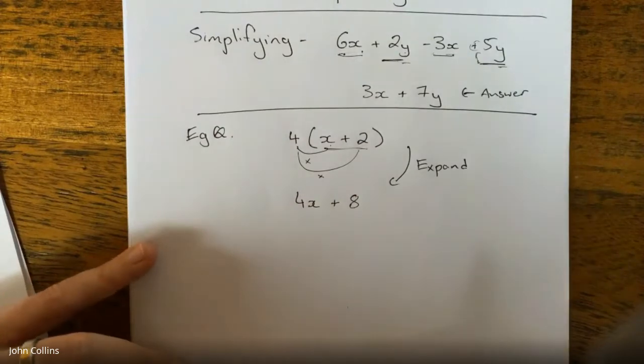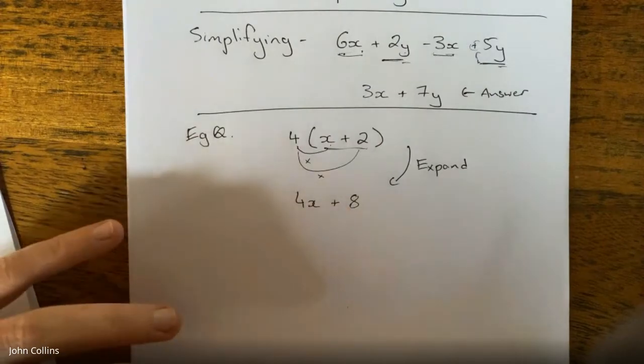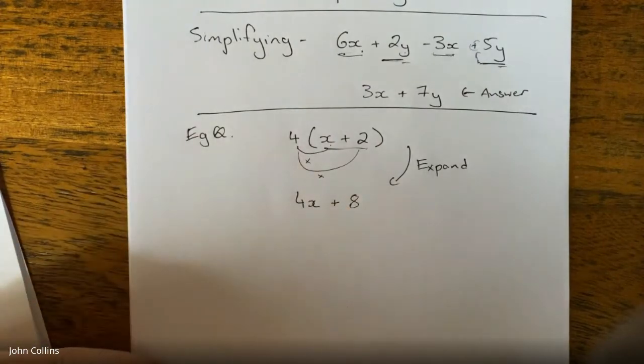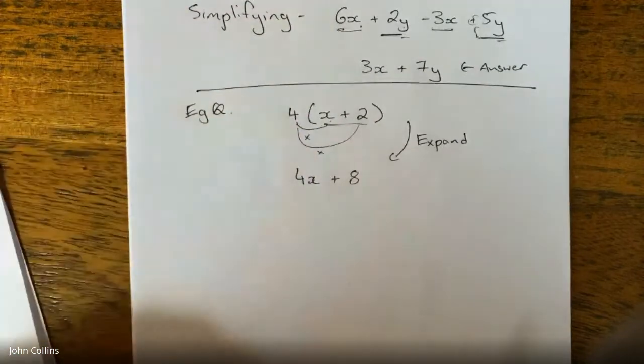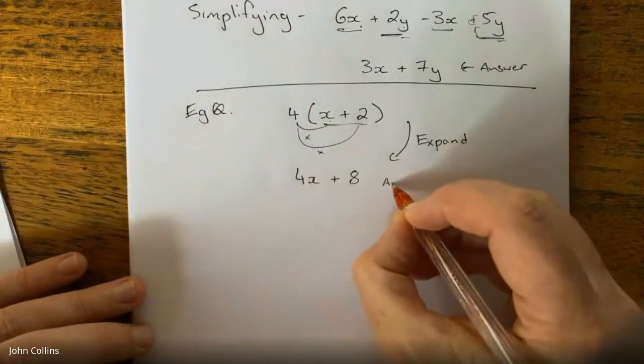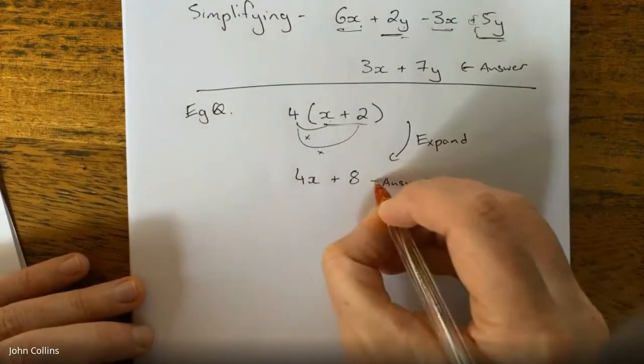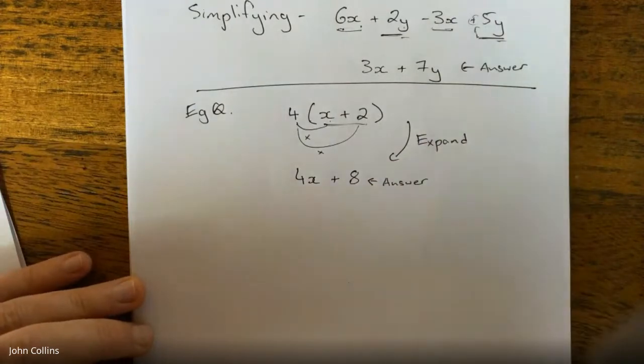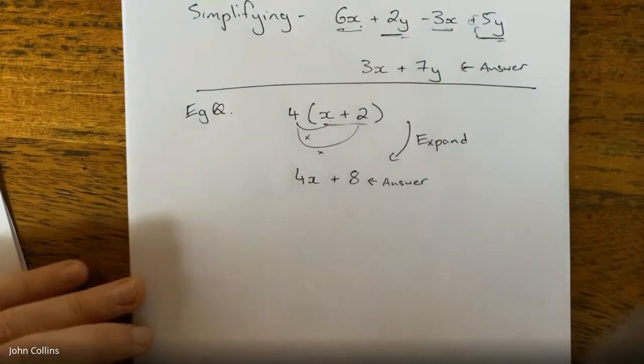So that is the distributive rule. It's not more complicated than that. It's just multiplying all terms in the brackets. Okay, so that's our first example. This is the answer. Can't go any further than that again because there's no more information.